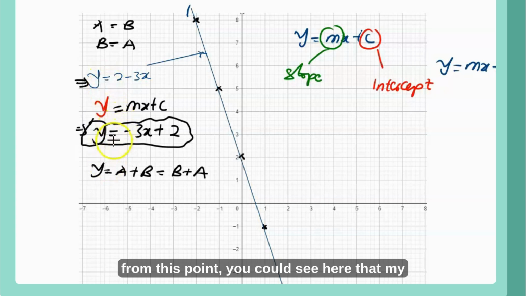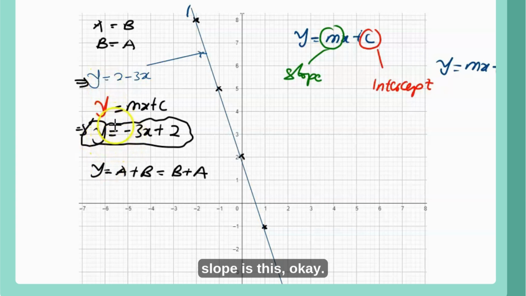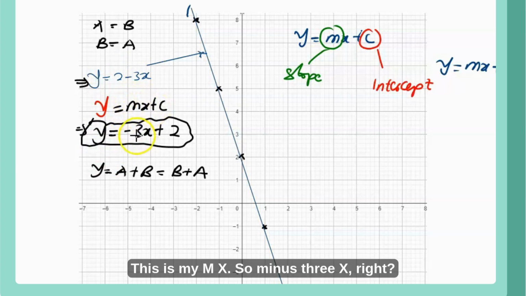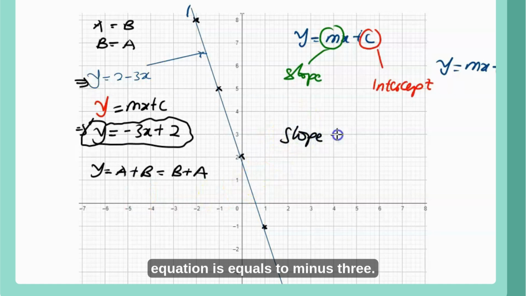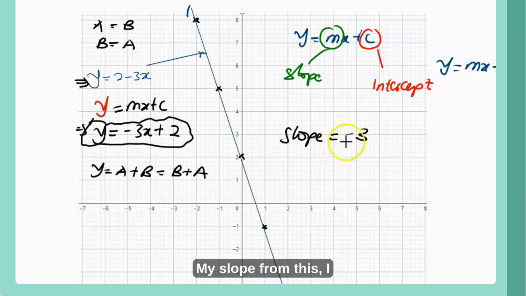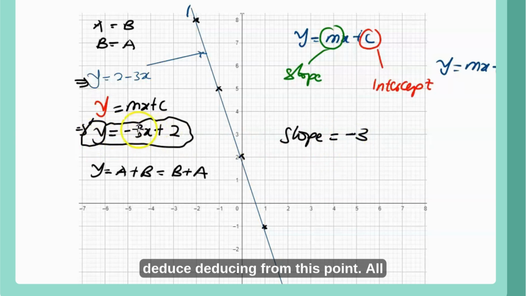From this point, you can see that my slope is this. This is my mx, so minus 3x. So my slope from this equation is equal to minus 3, deduced from this point.